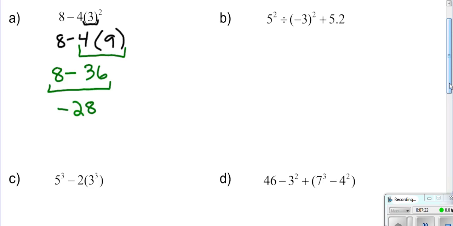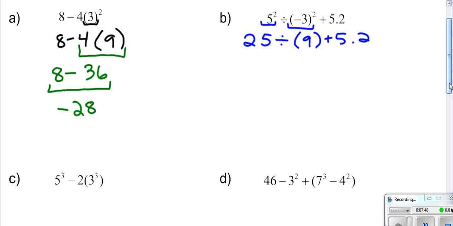Looking at B, we have 5 squared divided by negative 3 squared plus 5.2. So we're going to solve the exponents first. I'm going to evaluate both exponents because they're not going to have any implications on our order of operations if I do them both at the same time. So we get 25 divided by positive 9 plus 5.2.